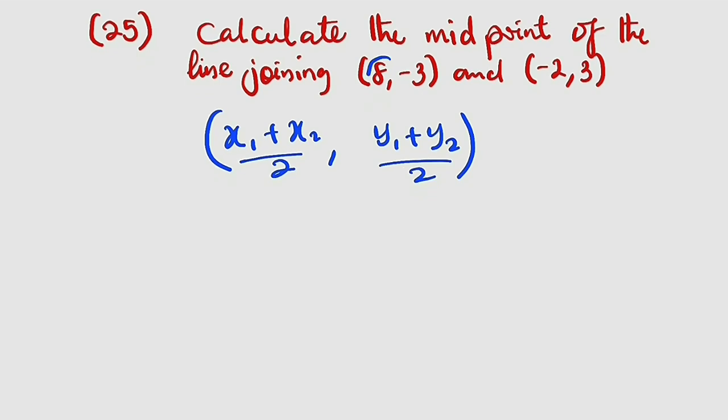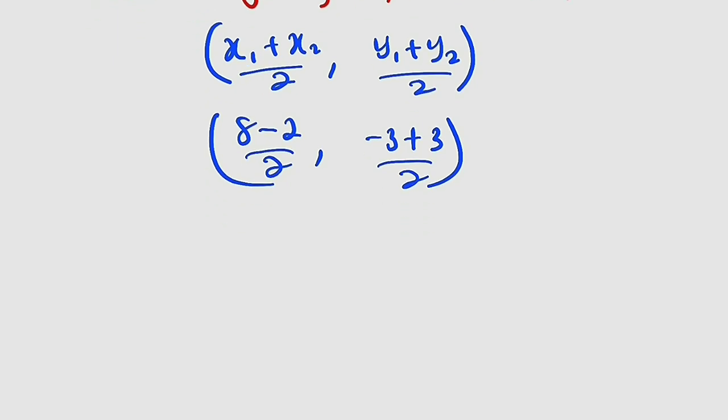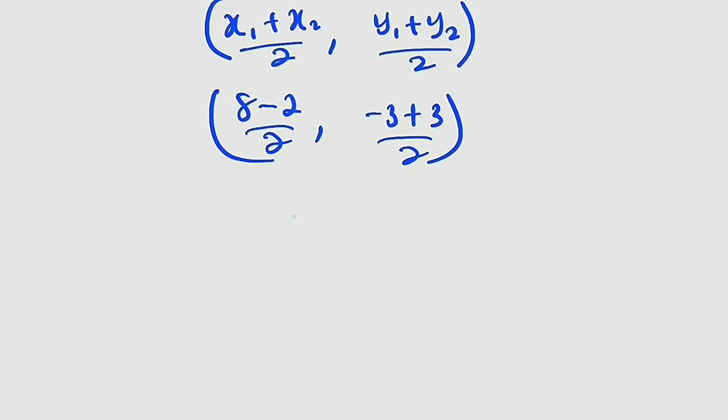So if we consider this one as x1, this will be x2. So let's add them together. We have 8 plus negative 2, which is just 8 minus 2, divided by 2, comma. Then this will be y1, this is y2. We have negative 3 plus 3 divided by 2. 8 minus 2 is 6, and 6 divided by 2 is 3. Negative 3 plus 3 is 0, and 0 divided by 2 is still 0. So this is the point we are looking for.